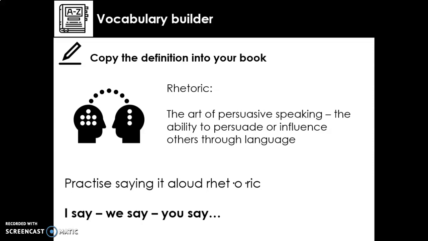So let's copy this definition into your book, please. Rhetoric: the art of persuasive speaking, the ability to persuade or influence others through language. In other words, within a democracy, how is person A going to get voted rather than person B? Through rhetoric, through the art of persuasion, through the ability to persuade or influence others through language. So practice saying it out loud. Rhetoric, rhetoric, rhetoric. The more you say it, the stranger it sounds. Okay, my darling, so make sure you've written that down.